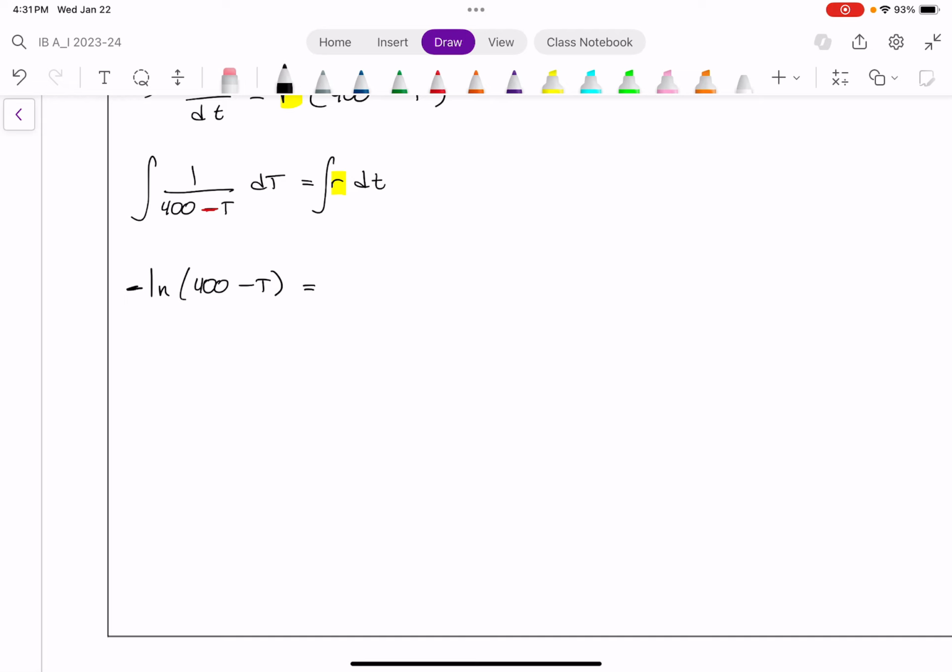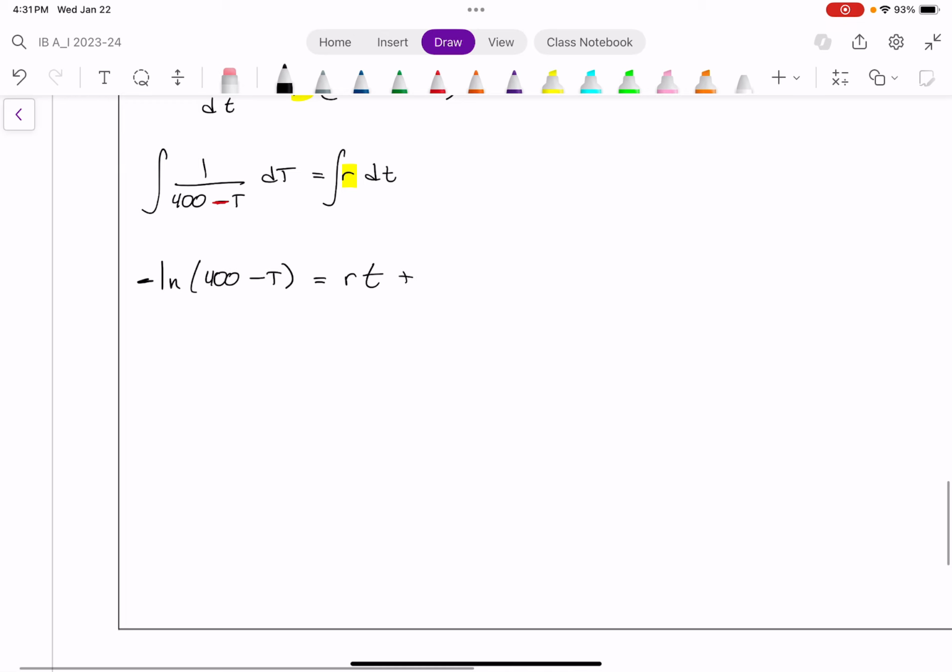On the other side, R, remember, is a value we're trying to figure out. It's a constant value, so it's really a constant that we're finding the antiderivative of. So this will just be R times t plus some constant, which I will call C1, because I'm fully prepared that I'll probably have to adjust the form of this.